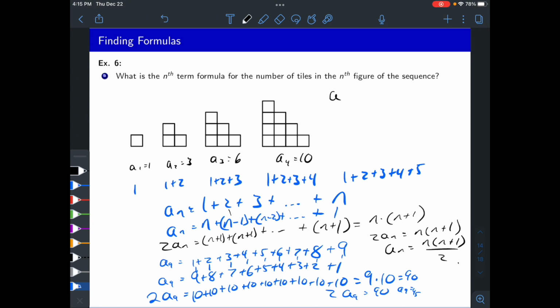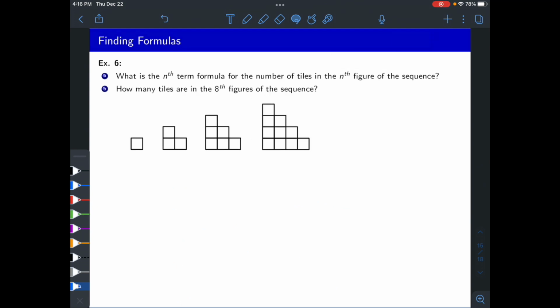So now I could just go ahead and say, well, what is a sub 1,000? I could just plug it in. I get 1,000 times 1,000 plus 1 all over 2. You could put that into a calculator, or you could just multiply, 1,000 over 2 is 500, so 500 times 1,001. I'm not going to do it, but you certainly could. And then how many tiles are in the eighth figure? Again, a sub 8 is going to be 8 times 8 plus 1 over 2. So this is 4 times 9, dividing the 8 by the 2 here, so 36.